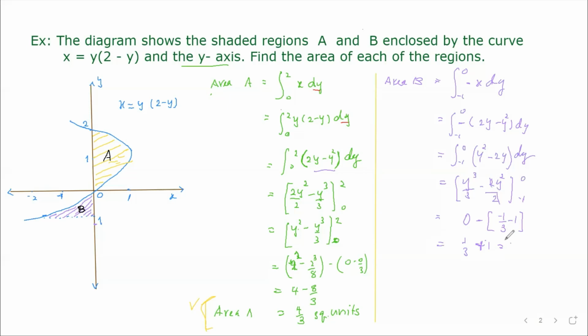Should be this plus minus 5 over 3, where am I wrong here? This one plus 1, and then plus, oh yeah, become correct already. 4 become 4/3 square unit. Okay, so they have the same answer. Okay, now this is the area B. Okay, so now go to the next example.